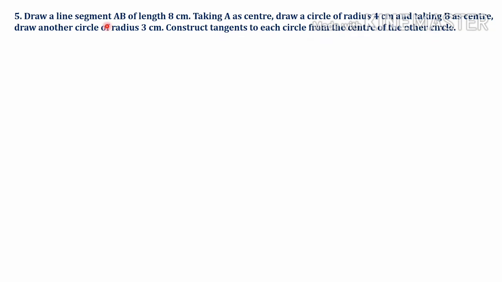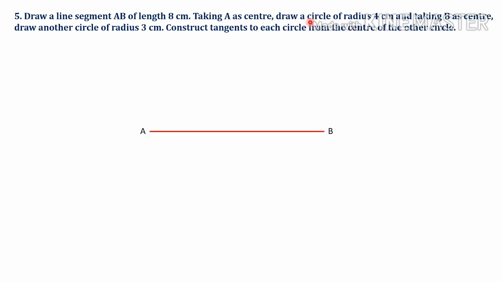First of all, we will go through the question and we will make a rough figure. By using that rough figure, we will draw the actual one later on. And then we will write the steps of construction. That is the way we are going to do this question. So first line is draw a line segment AB of length 8 cm. So we have to draw a line segment AB whose length is 8 cm.